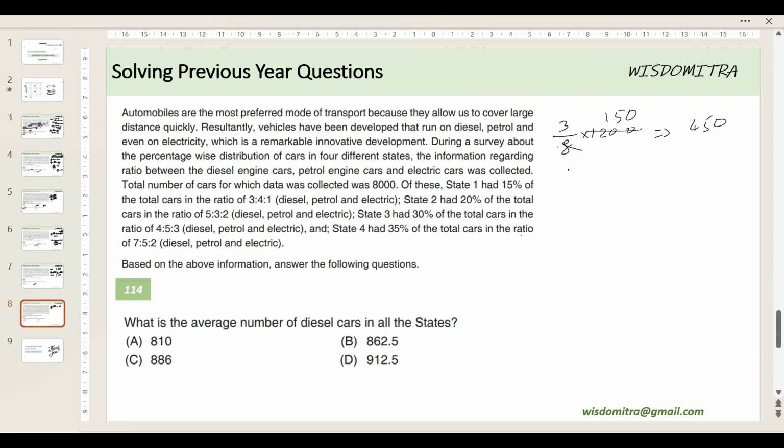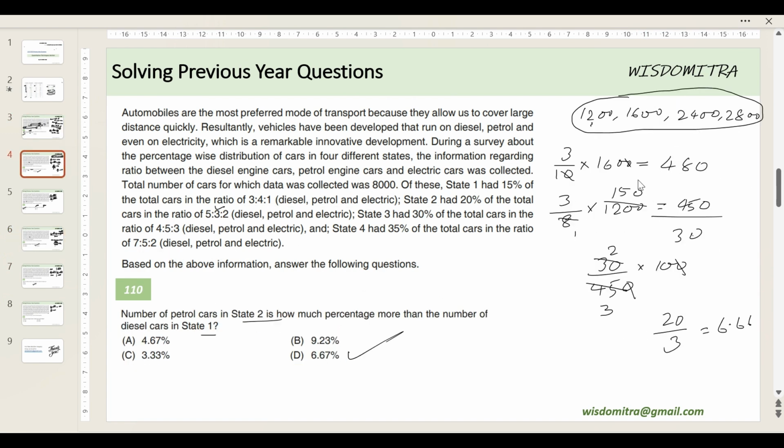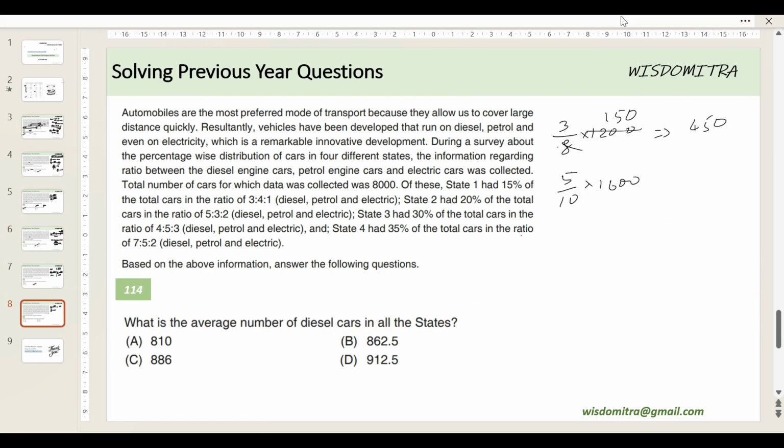8 ones 8, 150 times 3. Next is state 2. Diesel cars is 5 upon 10 of 1600, right? It was 1600. Oh, yeah, 1600. So 5 upon 10 is nothing but half. Half of 1600 is nothing but 800, right? So next is state 3, which had 2400. We need to find the diesel cars in this state 3, which is 4 upon 12. 4 upon 12 is nothing but one third. One third of 2400 is again 800.